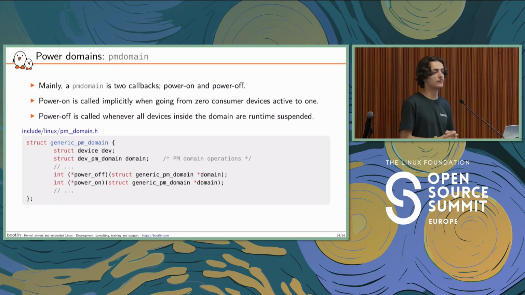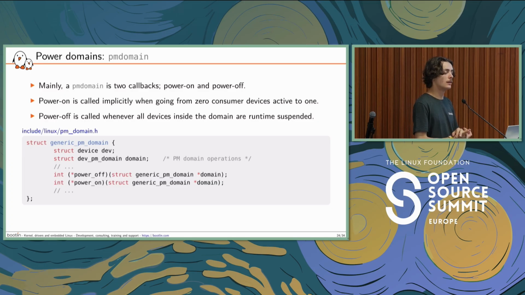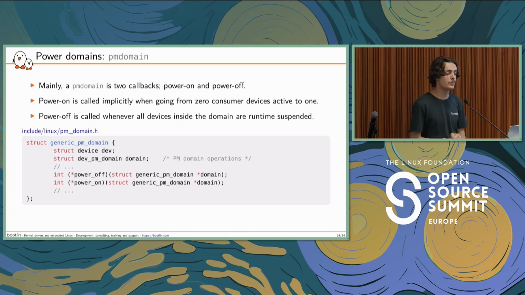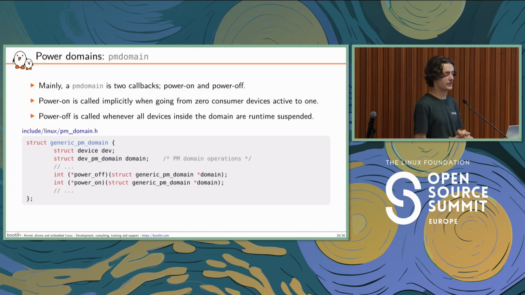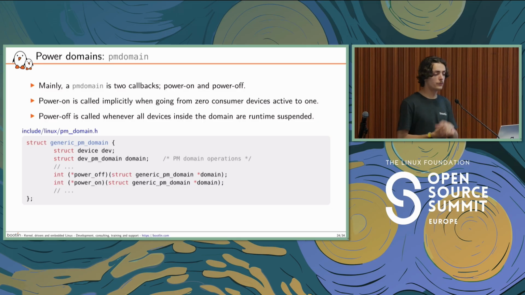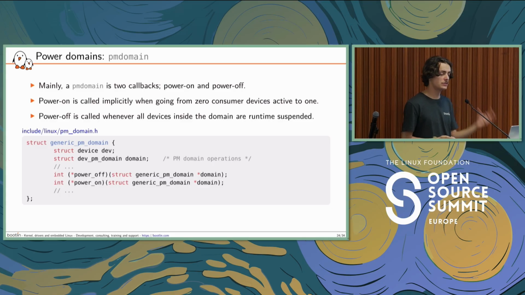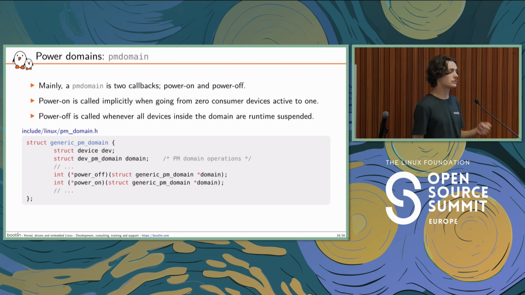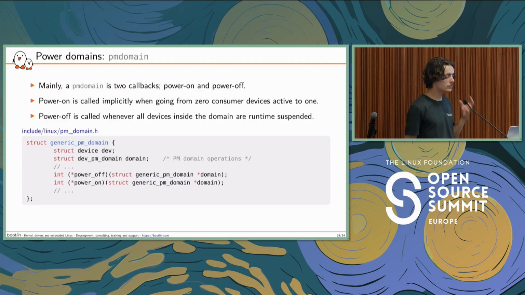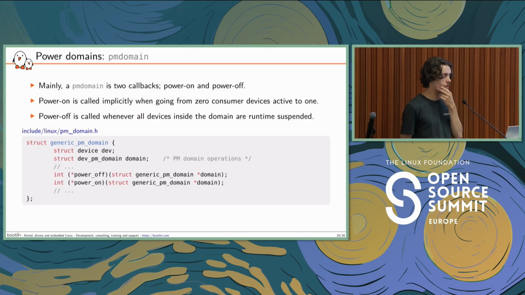So what's a generic PM domain now? There are two callbacks, power on and power off. So again, a pretty straightforward API when you start thinking about it. So power on, well, you know what it means. You want to power on the domain, and that happens whenever the first device inside the domain that is registered from device tree gets its usage count incremented from 0 to 1. That turns on the domain, and it can be shut down whenever all devices inside the domain are shut off. So that's what it looks like.